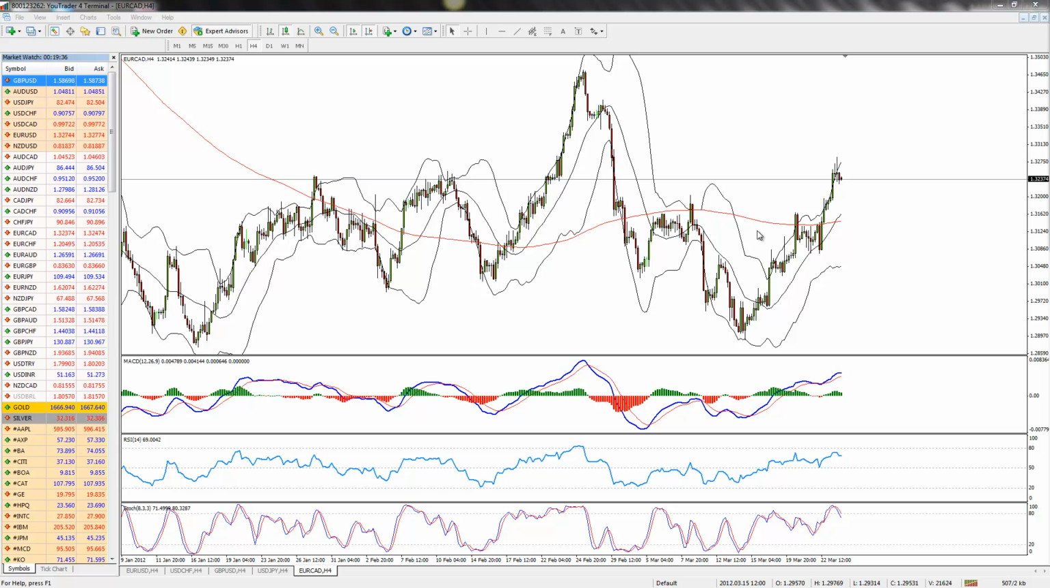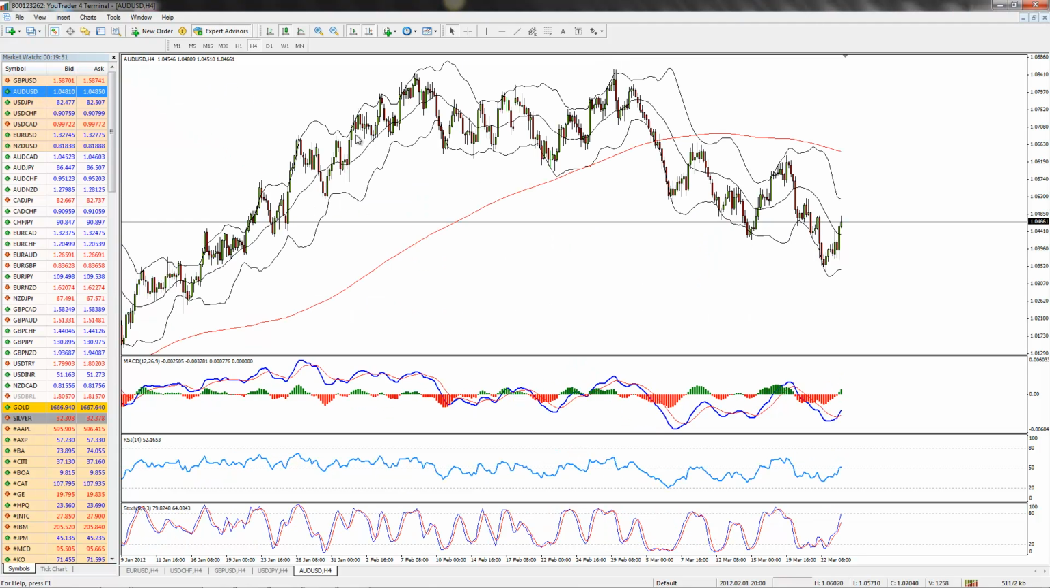Just kind of want to go over some trades that we have for the week, at least for the beginning of the week, so that we can get prepared for hopefully a good week of profits. Starting off with the Aussie dollar.